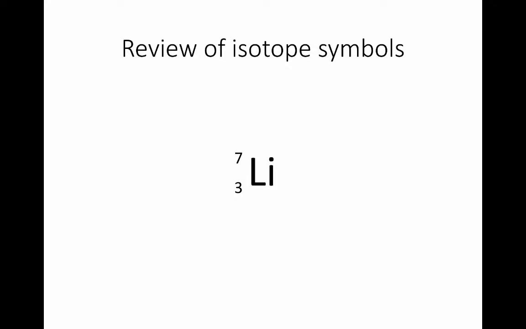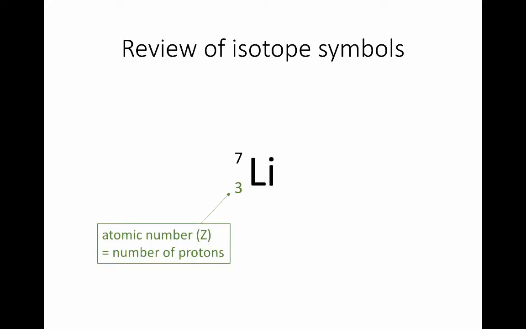So isotope symbols have three different parts. First of all, they have a group of letters which stands for the element this is an isotope of. And then they have two numbers over on the left. The lower number is what we call the atomic number, and that's equal to the number of protons.